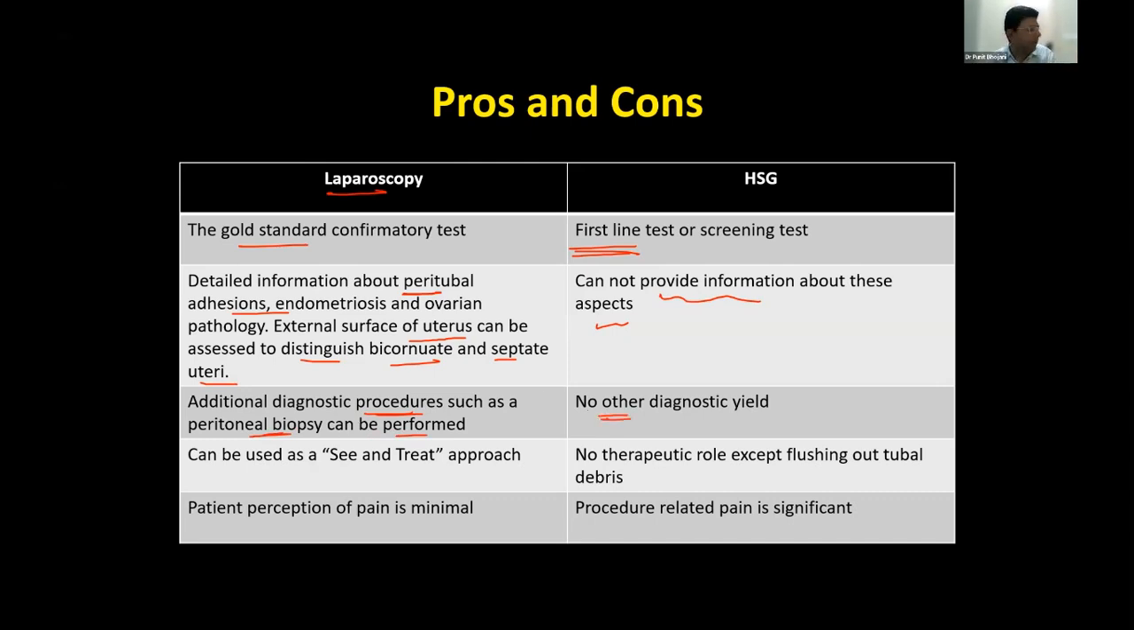For HSG, there is no other diagnostic yield, and it is not a see and treat approach. No therapeutic role, except sometimes flushing out of the tubal debris is known to increase the pregnancy rates. And pain is significant. With laparoscopy, we do it under anesthesia, so there's no pain.